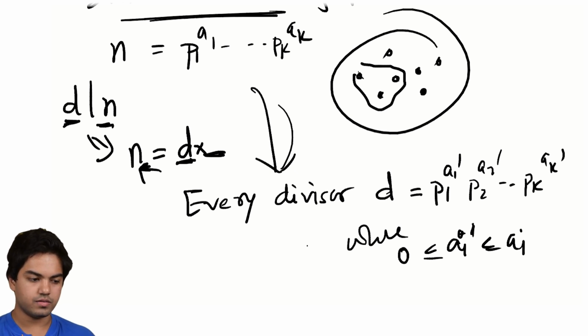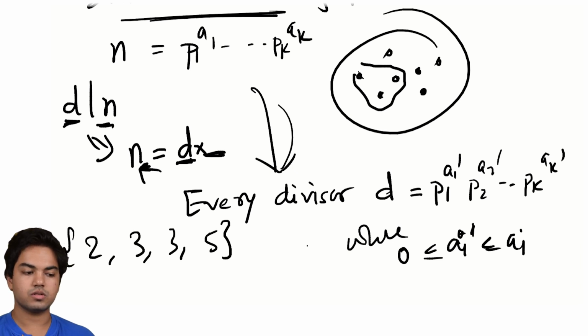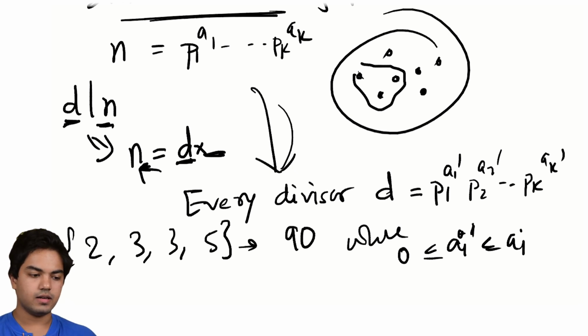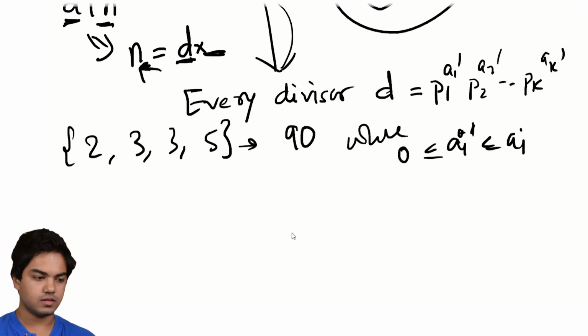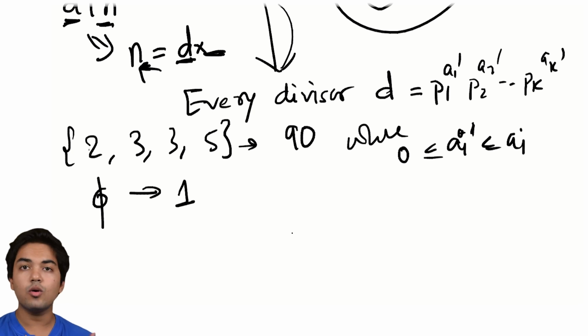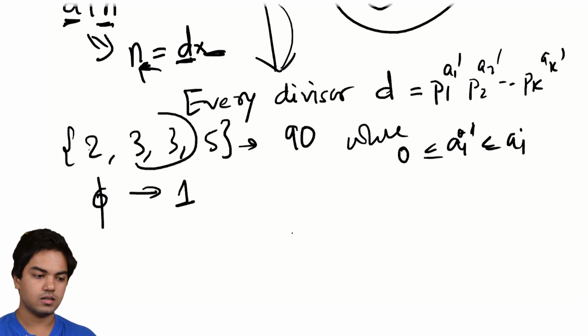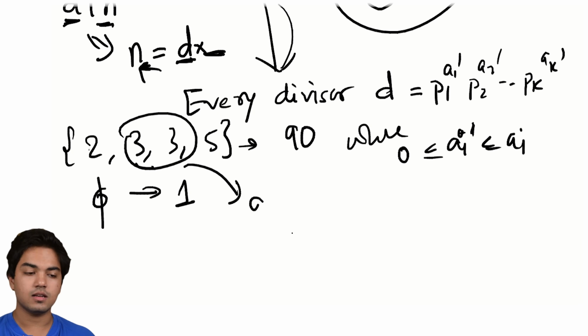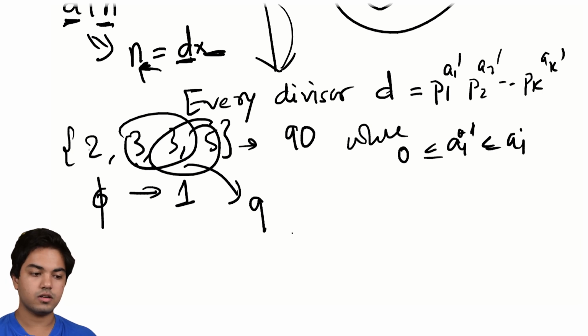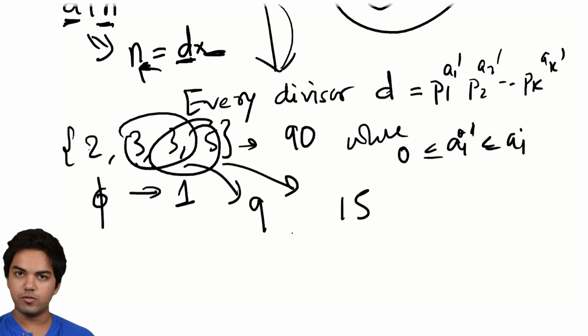So for example, if I have the number 2, 3, 3, 5, the natural number this corresponds to is 90, right? Think of any subset of this. If you consider the empty subset, phi, that corresponds to 1, right? You take no primes. You consider this subset, 3, 3, that corresponds to the divisor 9. If you consider this subset, 3, 5, that corresponds to the divisor 15. Hopefully, you see the picture here. Every divisor is really just: take all the primes, however many times they occur in n, and take some sub-collection of them. That's what every divisor is.